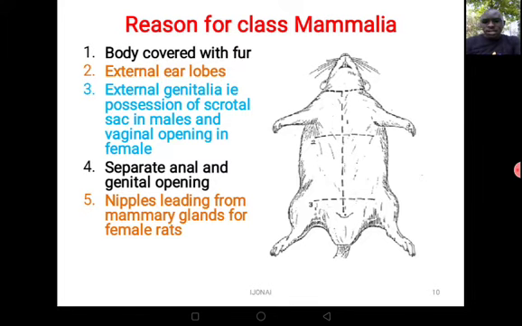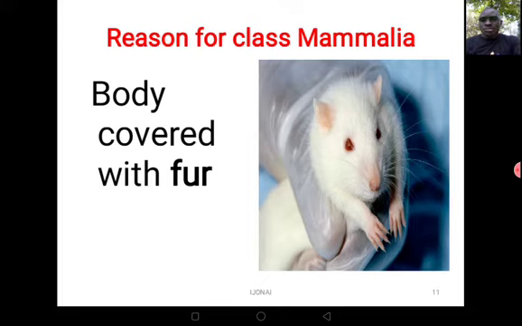Then they have nipples leading from the mammary glands, especially for the females. Yeah, the females have nipples, which can be either 5 or 6, majorly 5 or 6, as we shall see later on. So those are the reasons why the rats belong to class Mammalia. There are characteristics that they share with other mammals. So let's look at them much more in detail.